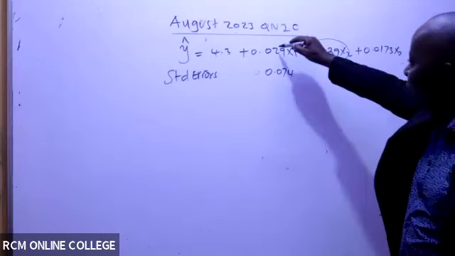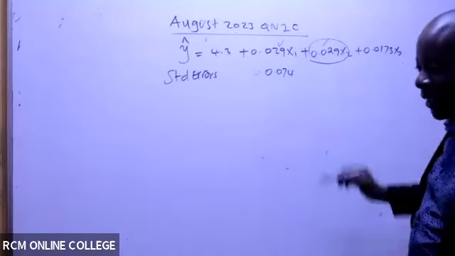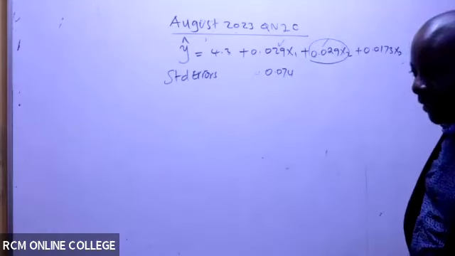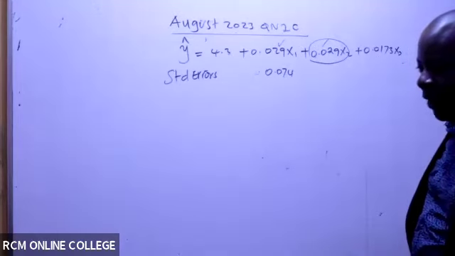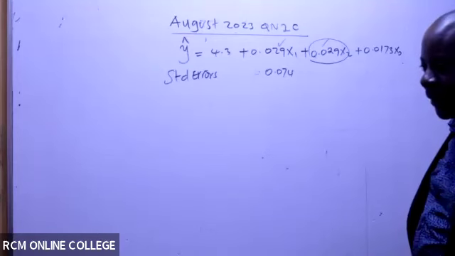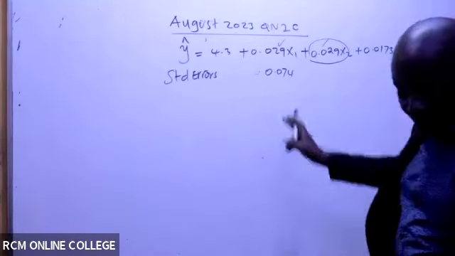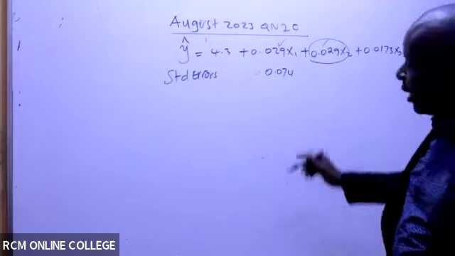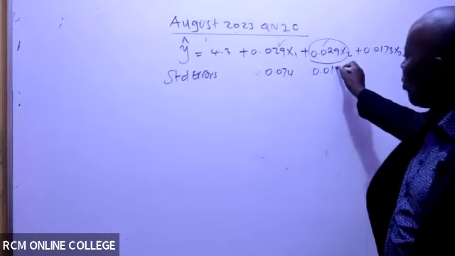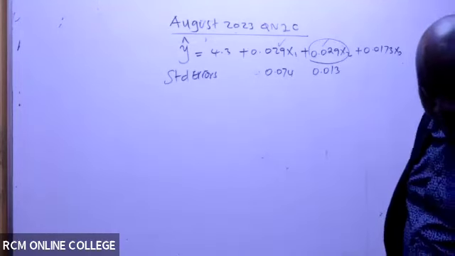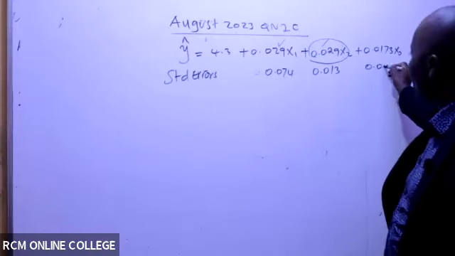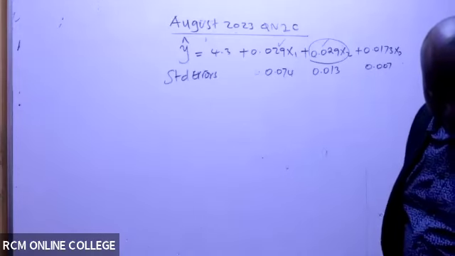Because I can see a repetition here, can somebody confirm that both of them have a coefficient of 0.029? Thank you so much. So then the standard error for this one is 0.04, the standard error for this one is 0.013, and the standard error for this one is 0.007.